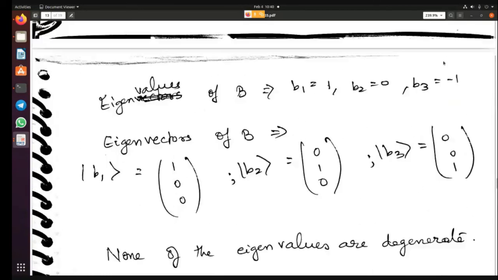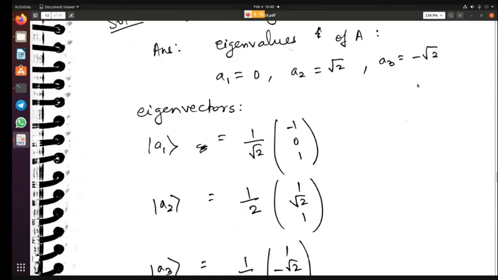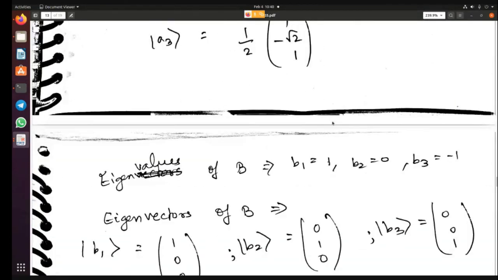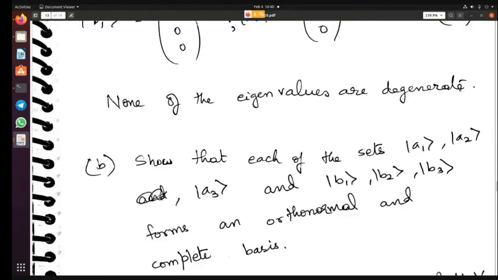Because all three eigenvalues are different, here also all three eigenvalues are different. So we say that the eigenvalues are not degenerate. All right. So none of the eigenvalues are degenerate.